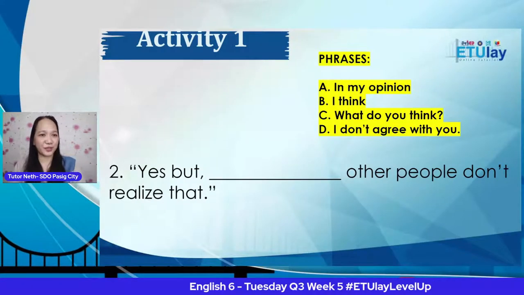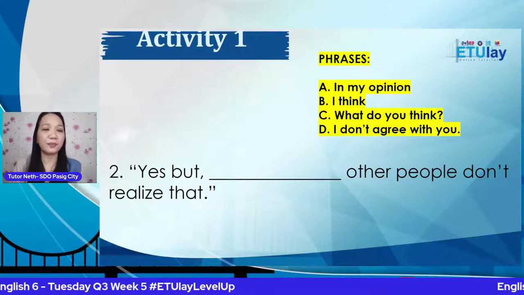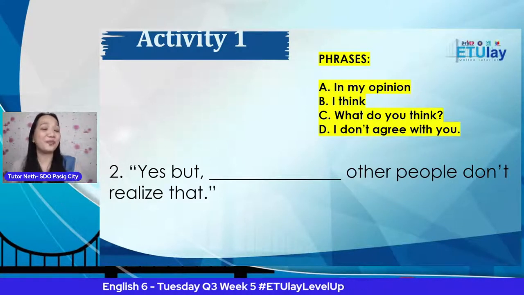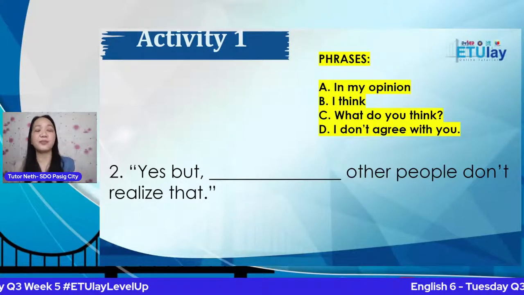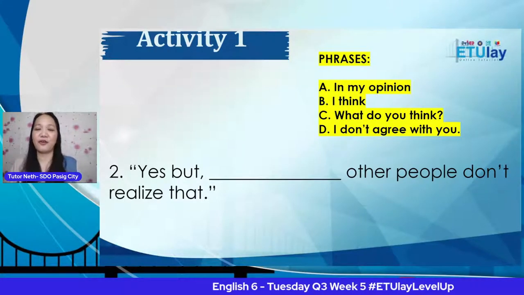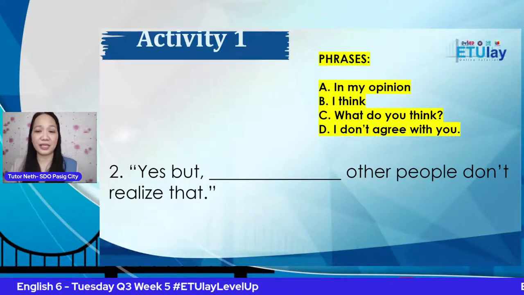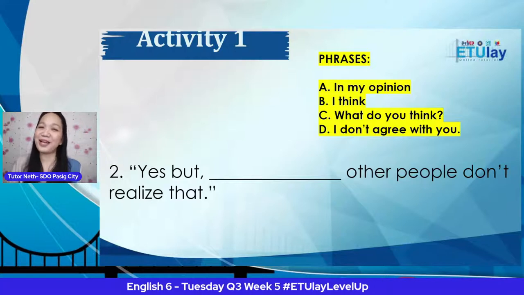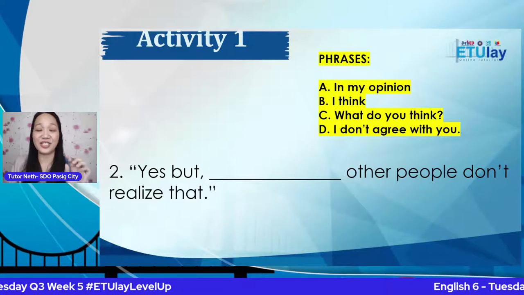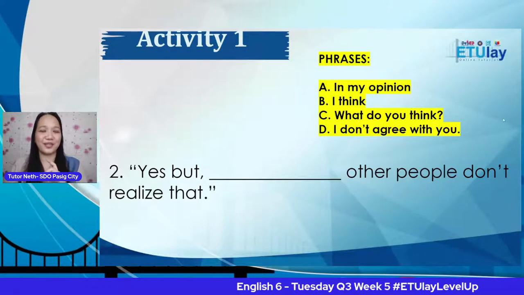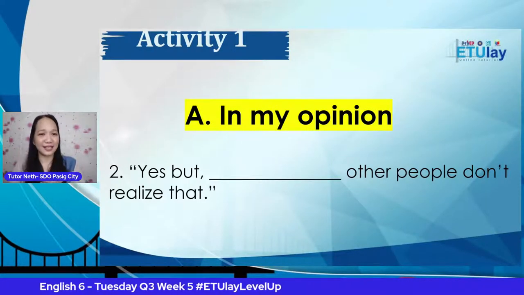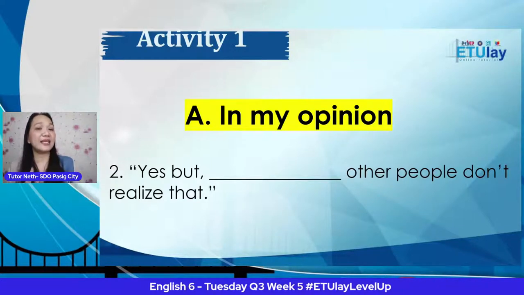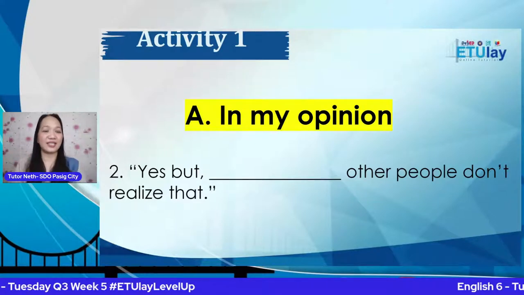Next, number two. Yes, but blank, other people don't realize that. What do you think is the correct phrase to make the sentence correct? Let me see your answers in our comment section. For item number two, Joseph Conrad, letter B. Angelique, B. Aliana, B. Roxy Lynn, A or B. Phil Sebastian, B. Leila Camille, B. Trisha Marie, B. So all of you answered letter B. Let us see our correct answer. That is letter A. Let us now complete the sentence: Yes, but in my opinion, other people don't realize that.